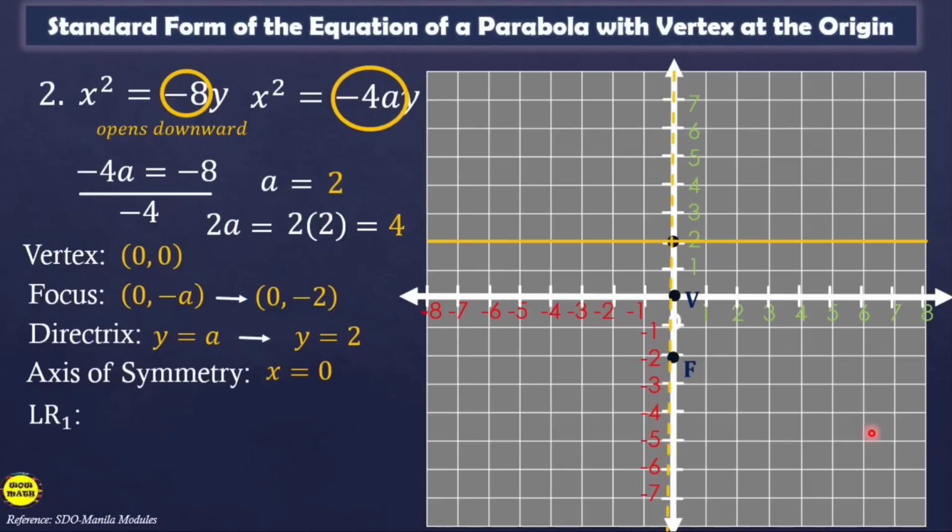Then, the length of our latus rectum. From the focus, we will move 2 units to the right and 2 units to the left, using the 2a that we got, that is 4. So, we move 2 units. 1, 2, 3, 4. So, here is one endpoint. Here also, 1, 2, 3, 4. So, here is the other endpoint. Or you can use this, class, as your guide. So, 2 times 2, that is 4. Our a is 2, so 4 and negative 2.